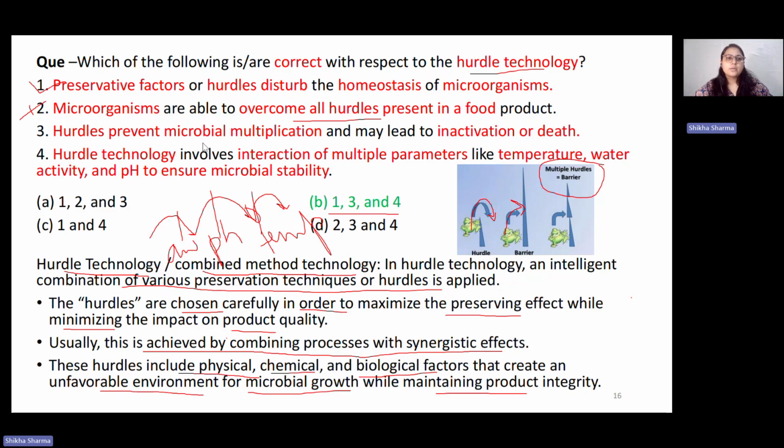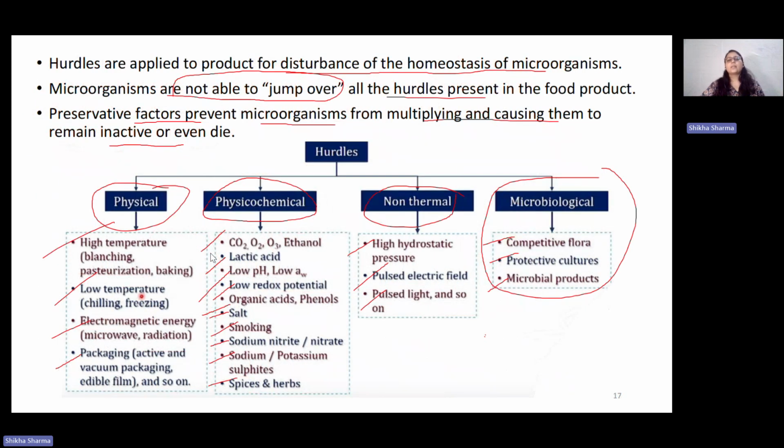So hurdles prevent microbial multiplication and may lead to inactivation or death of the microorganism, which is true. And then the hurdle technology, it involves interaction of the multiple parameters like temperature, water activity, and the pH to ensure microbial stability, which is true that we can apply a combination of the methods, the combination of the hurdles so that the microorganism will not able to thrive in that environment.